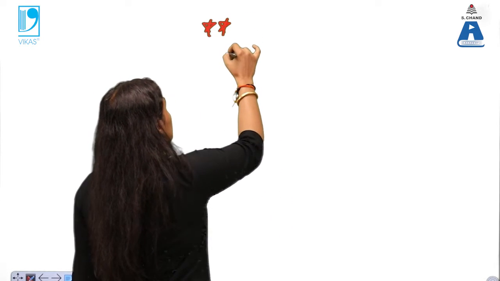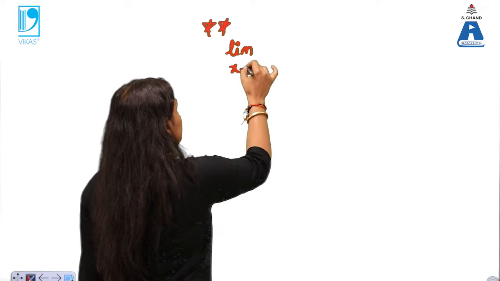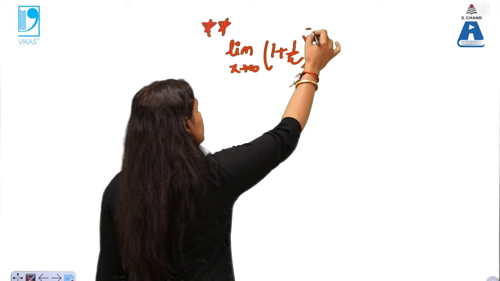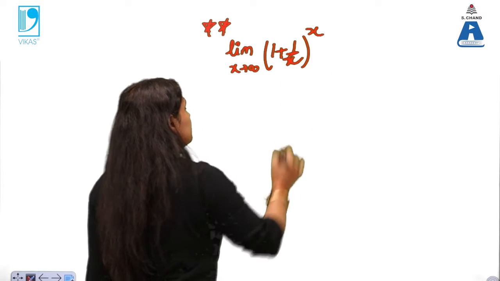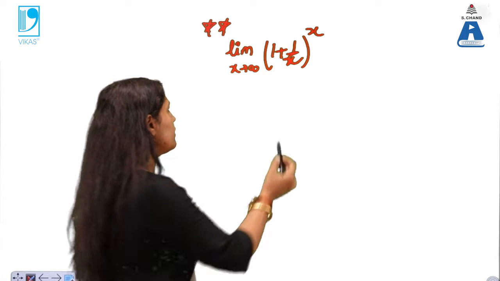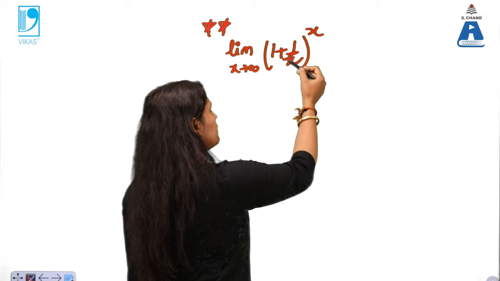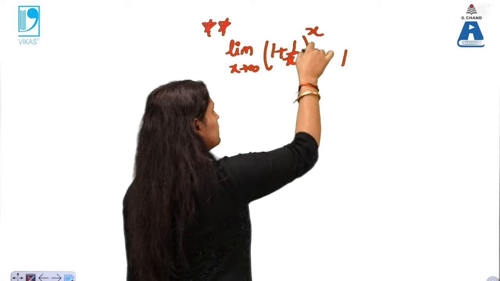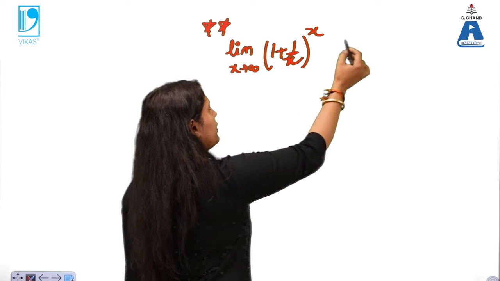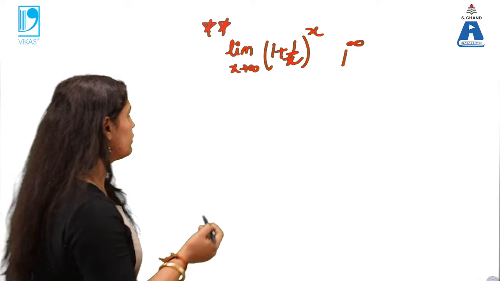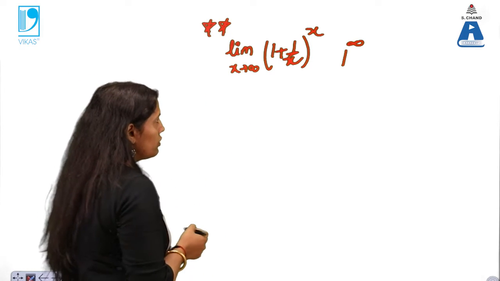So now take up a different problem, and anyhow it's a star problem, and it is limit x tending to infinity of (1 plus 1 by x) to the power x. Exactly what form it is, you can see when you are substituting infinity. This is 1 plus 1 by infinity, that is 0, so it is 1 in the bracket, and 1 to the power infinity. This time it is 1 to the power infinity form. How to solve this?